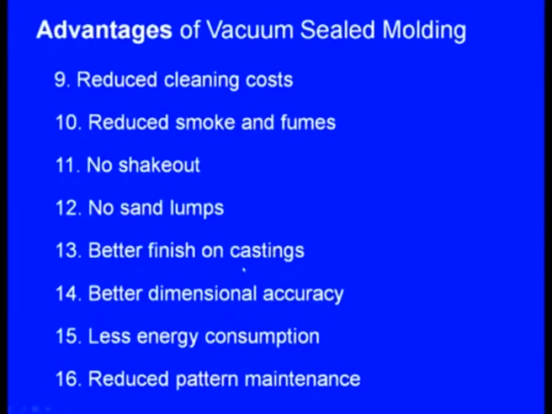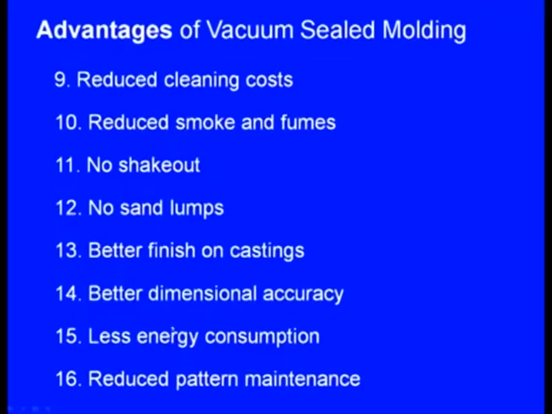No sand lumps, better finish on the castings, better dimensional accuracy, because we are not giving any pattern allowances, no draft allowance, and other allowances will be very minimum. That is how there will be better dimensional accuracy in the case of the vacuum sealed molding, and less energy consumption. Why? Because we are not running any sand muller, we are not running any sand conditioning plant, just taking the dry and clean sand and using it. That is how there will be lesser energy consumption.